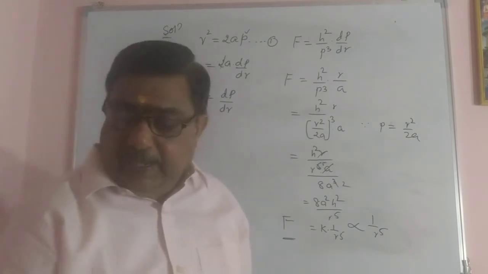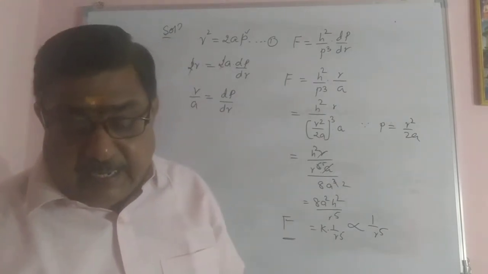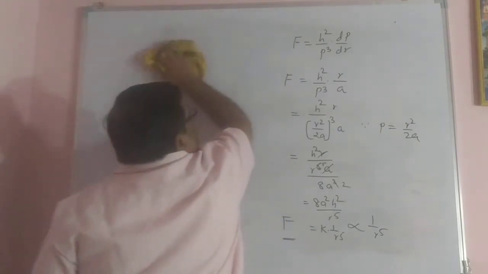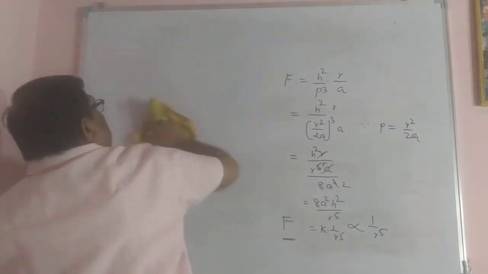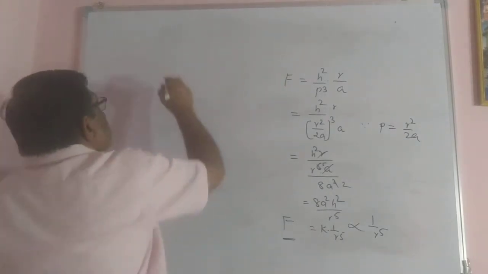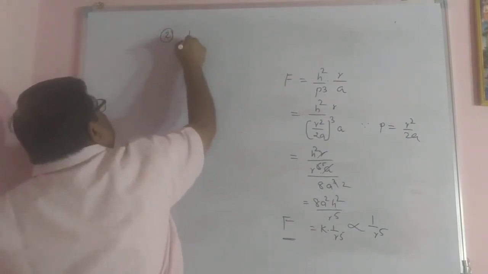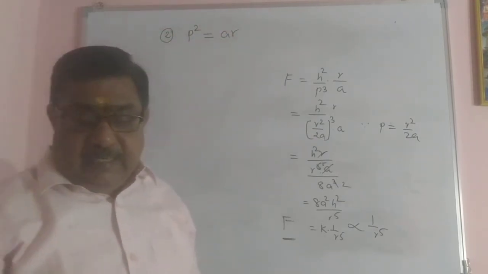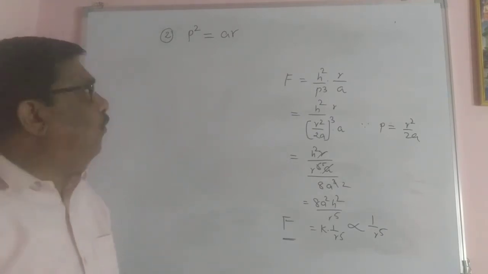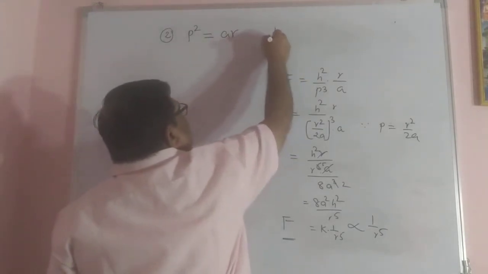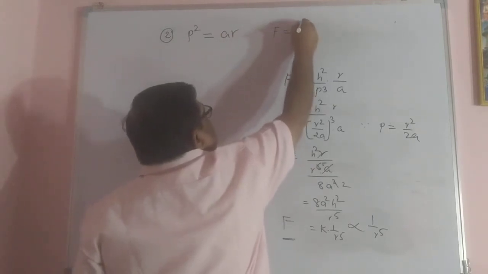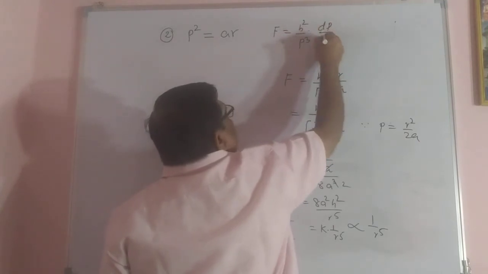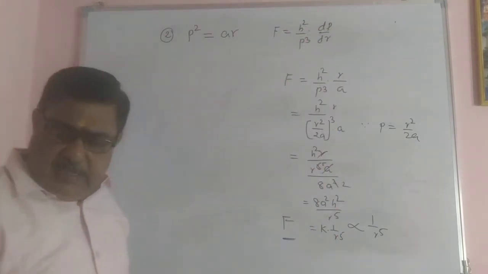And another example, second example: if the central orbit is p square equal to a into r. Central orbit is given by p square equal to a into r. Find the law of force. As usual, F equal to h square by p cube into dp divided by dr. It is a formula to get the law of force.